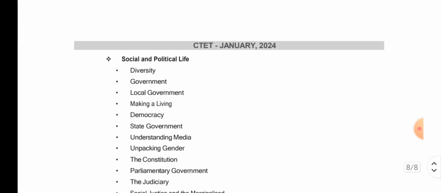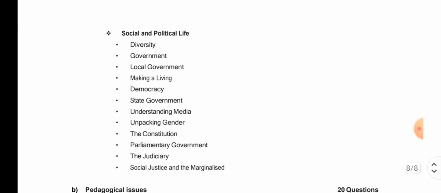Let's go to social and political life. Diversity. So this is civics, basically. Diversity, government, local government, making a living, democracy, state government, understanding media, unpacking gender, the constitution, parliamentary government, the judiciary and social justice and the marginalized. So all these you gotta know, all right?